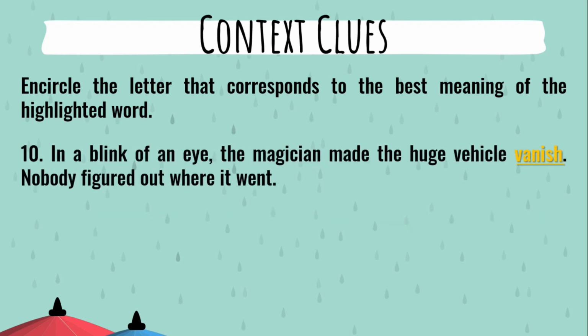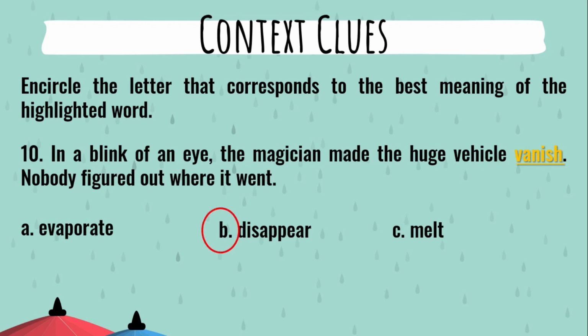Number 10. In a blink of an eye, the magician made a huge vehicle vanish. Nobody figured out where it went. What do you mean by the word vanish? A. Evaporate. B. Disappear. Or letter C. Melt. Vanish means letter B. Disappear.